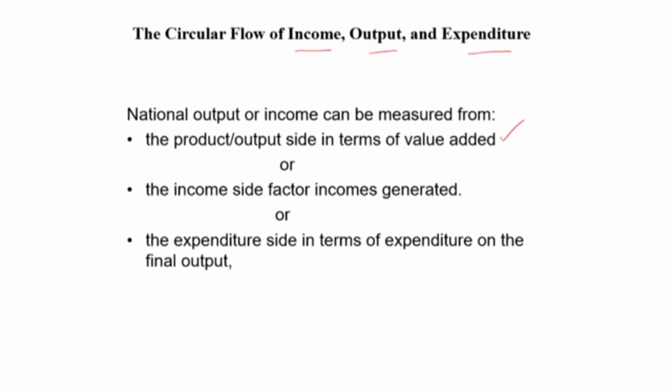And the second one, we can also identify the GDP from the total factor income in an economy at a given period of time. Or otherwise, we can see the total expenditure in an economy at a given period of time. So from the expenditure side, we get the total expenditure, then the total income generated, and the total production of goods and services.